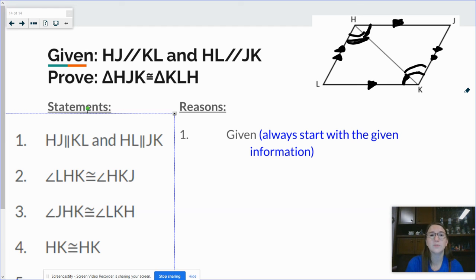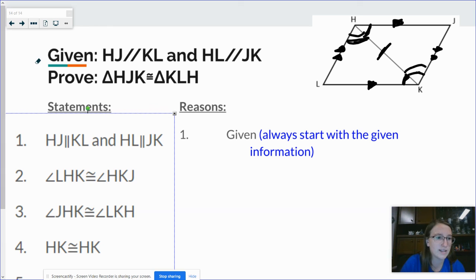There's one more thing in this picture I can mark congruent because I have 2 triangles with a shared side. Go ahead and try to mark it. What else can I mark in here since they have a shared side? We can mark HK congruent to HK because they're sharing that side. If I pulled these triangles apart, it would be the same length.